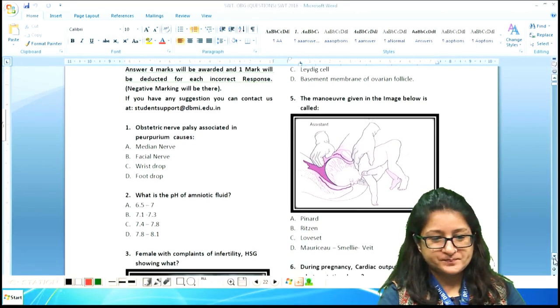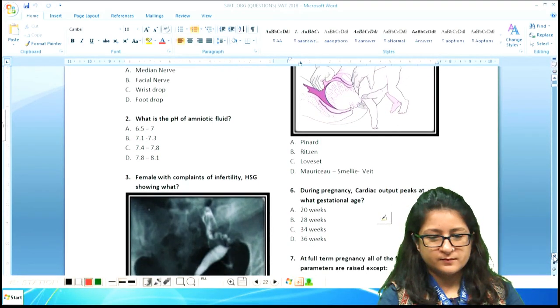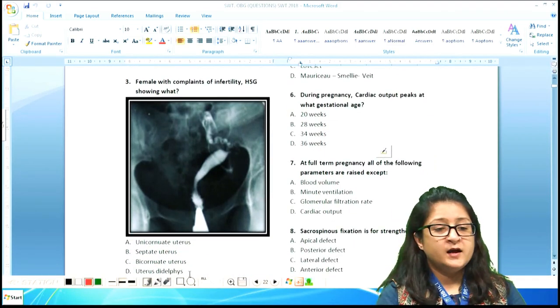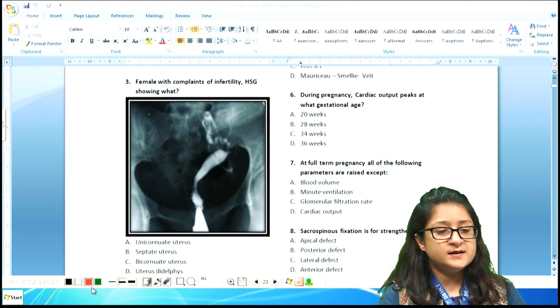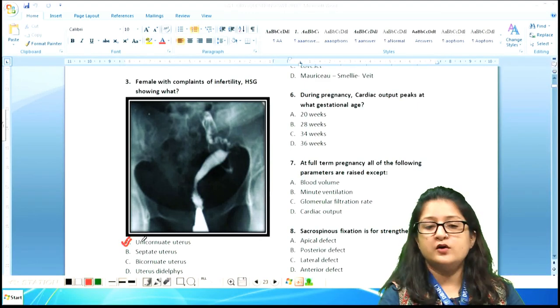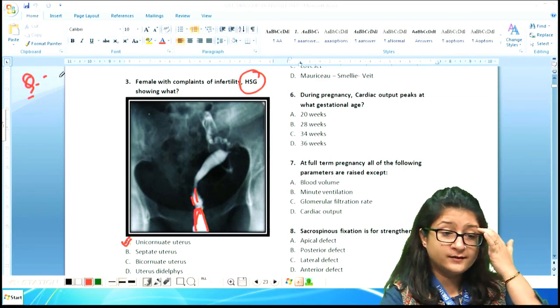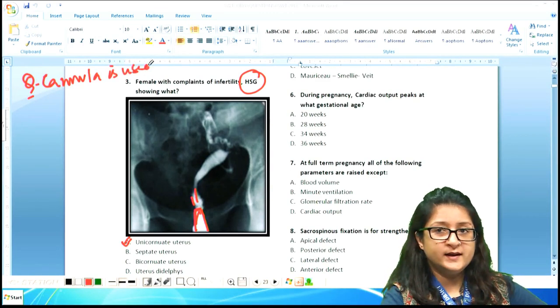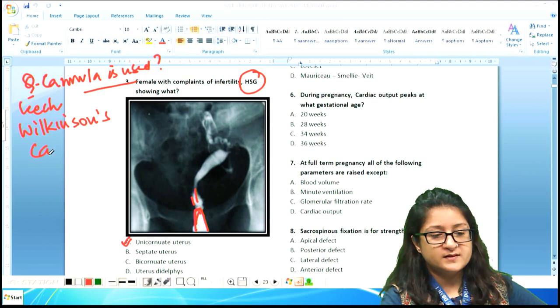Question number 3. A female complains of infertility, and HSG is showing what? This is a simple figure, and the answer is a unicornuate uterus. This is the Leach Wilkinson's cannula. Another question we can answer from this is which cannula is usually used. The cannula that is used is called the Leach Wilkinson's cannula.